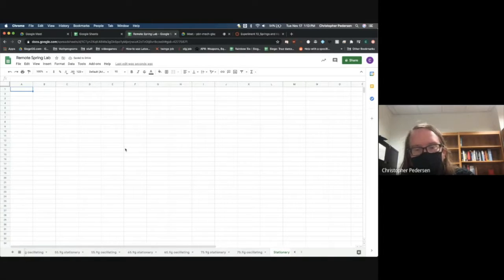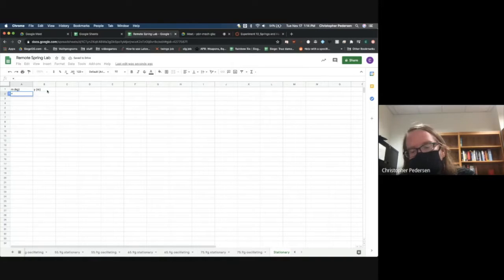And what we want is we want to take the data from all of these sheets. So we're going to have the mass in kilograms and y, which is our equilibrium position, in meters.